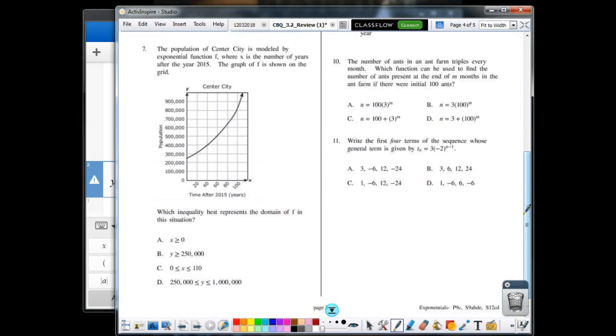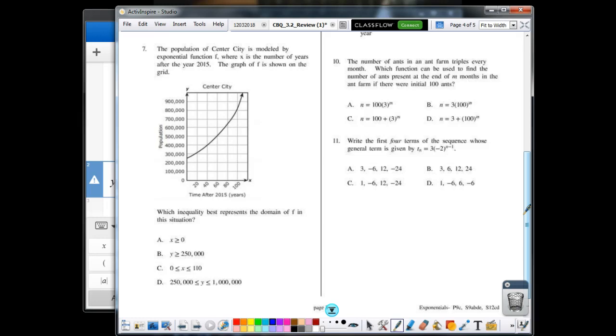Alright, let's look at number 7. The population of Center City is modeled by exponential function f, where x is the number of years after the year 2015. The graph of f is shown on the grid. Which inequality best represents the domain of f in this situation?